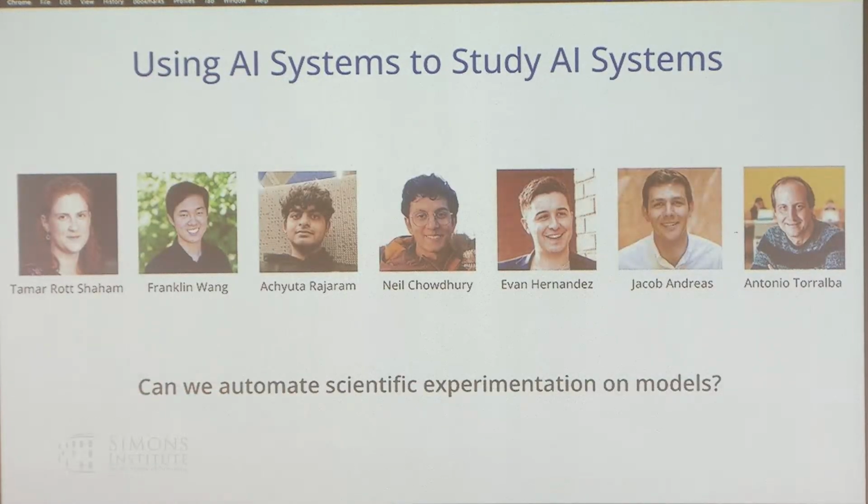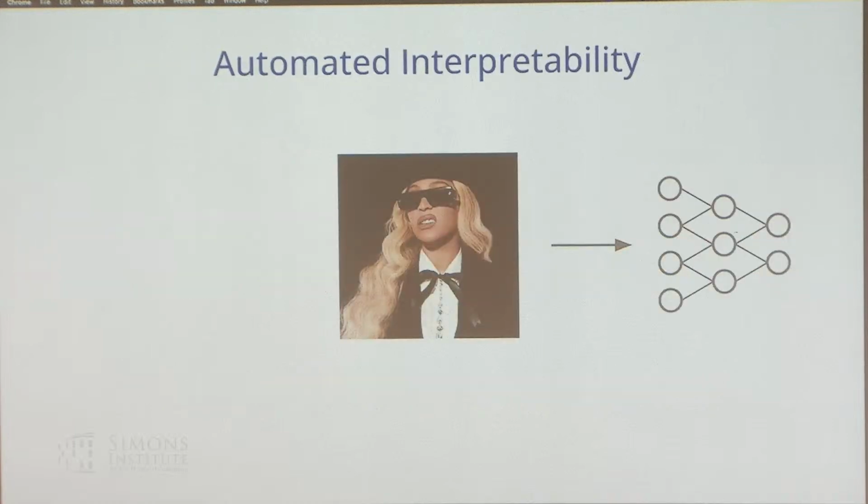So a team of us at MIT has started to use AI systems themselves to take advantage of the scale of the data and the complexity of these problems, to apply automated techniques or AI-backed techniques to help us understand AI systems. And we've been asking whether we can automate the process of scientific experimentation that human scientists use to understand these models. So we consider this question of automated interpretability.